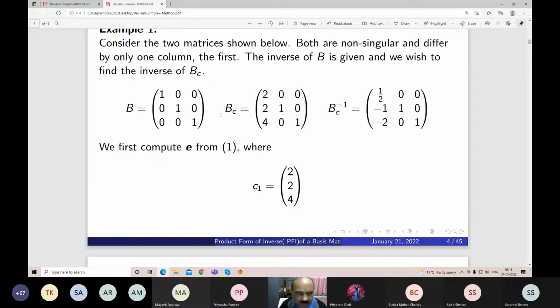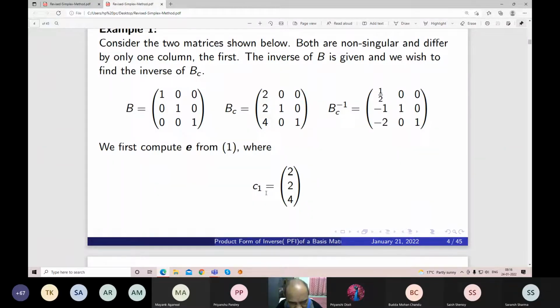So B and BC, these two are basis matrices. The B matrix is nothing but an identity matrix. BC is very similar to the identity matrix, but only the first column is different. It may happen sometimes the second column is different, or maybe the third column is different. But here, if you compare B and BC, we find the first column is different. So C1 equal to a column vector, three elements, 2, 2, 4.